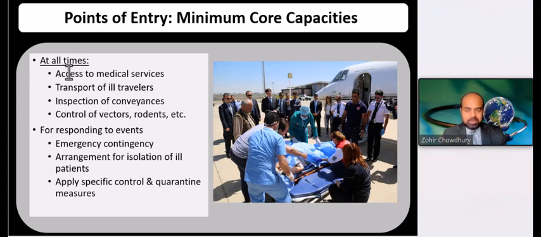Appropriate medical service, including diagnostic facilities, access for transport of ill travelers to an appropriate medical facility, trained personnel for inspection of conveyances, and finally, implementation of appropriate levels of hygiene and sanitation, as well as ensuring effective vector, rodent, and environmental control measures at points of entry.